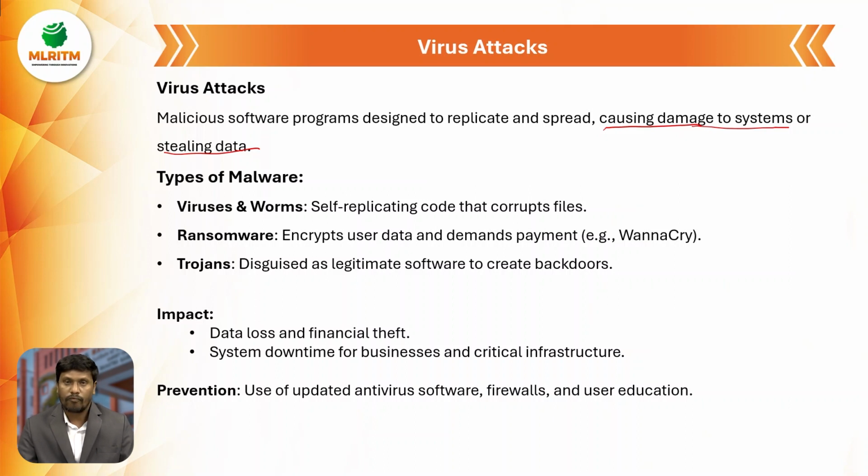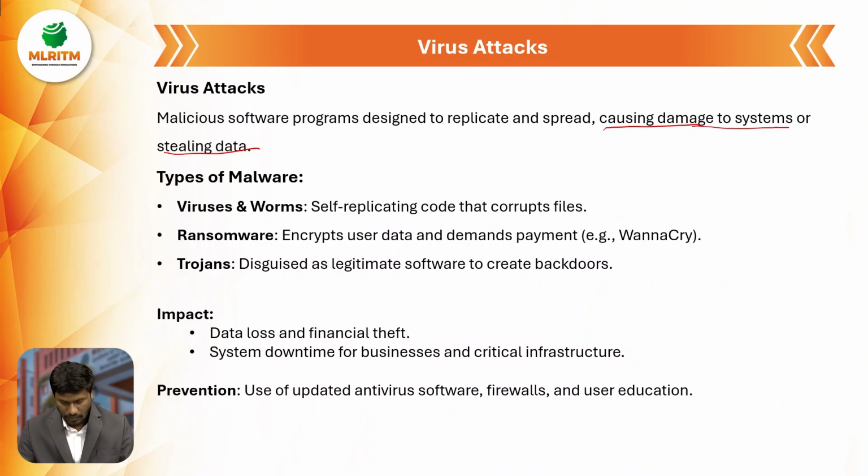Okay, ransomware. What is ransomware? Ransomware means encrypting the user data and demanding some amount. In some cases, it happens in our real life, for example WannaCry. Okay, what are Trojans? Trojans are malware disguised as legitimate software to create backdoors.